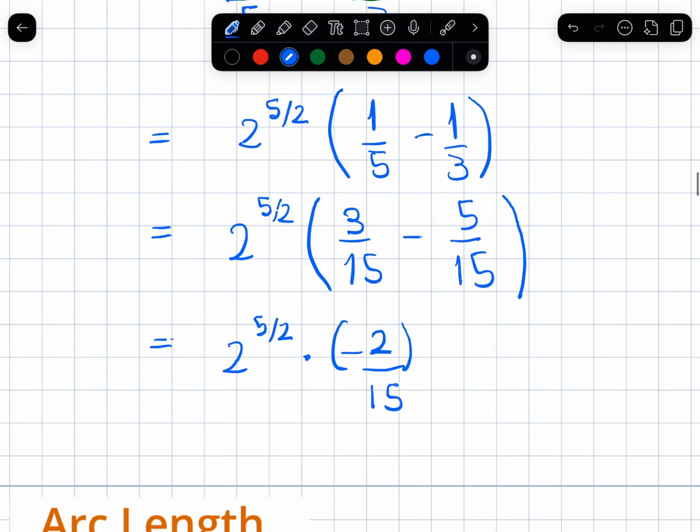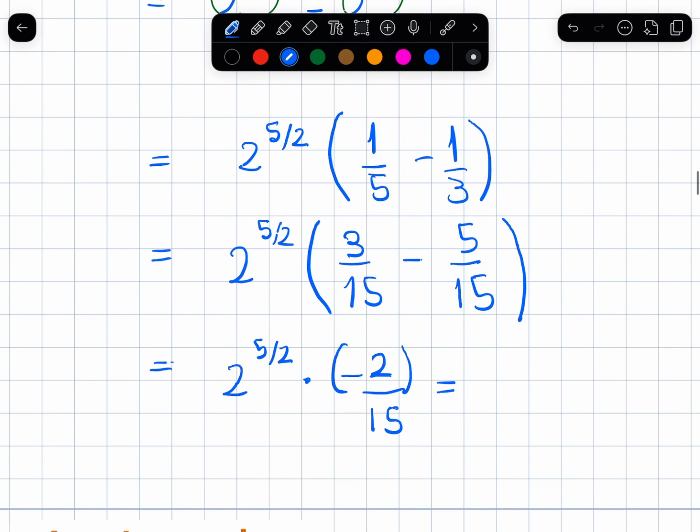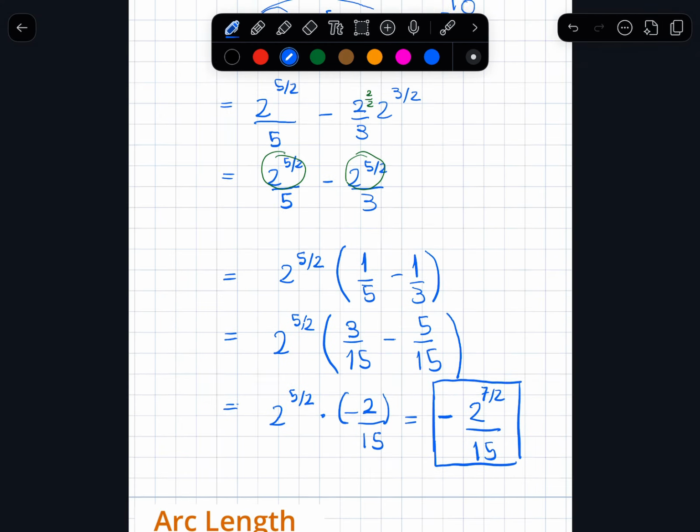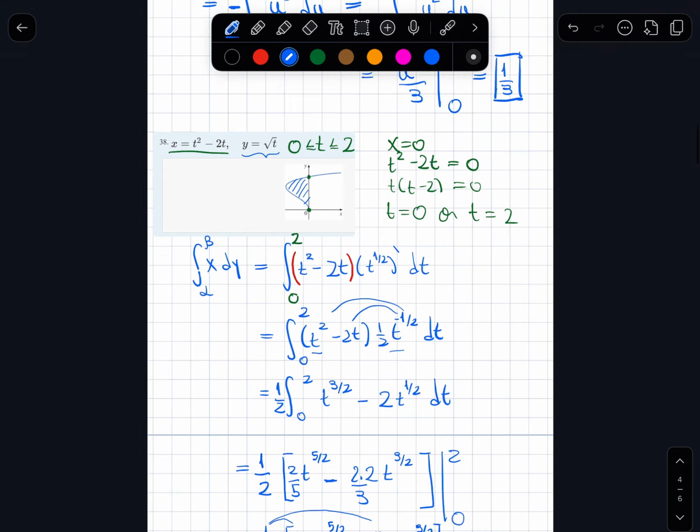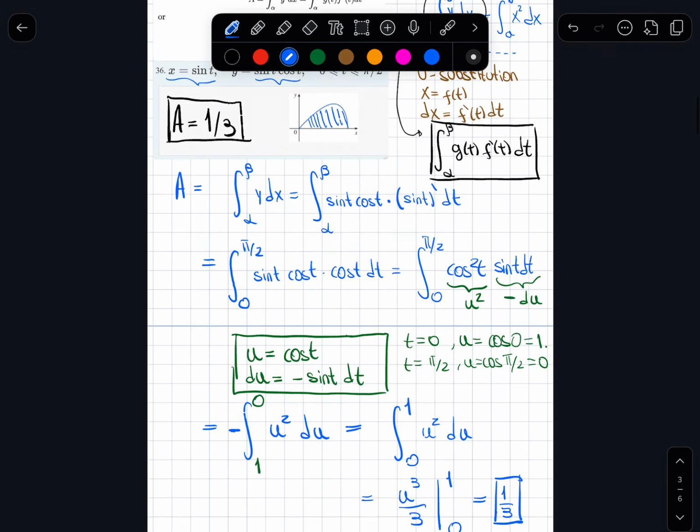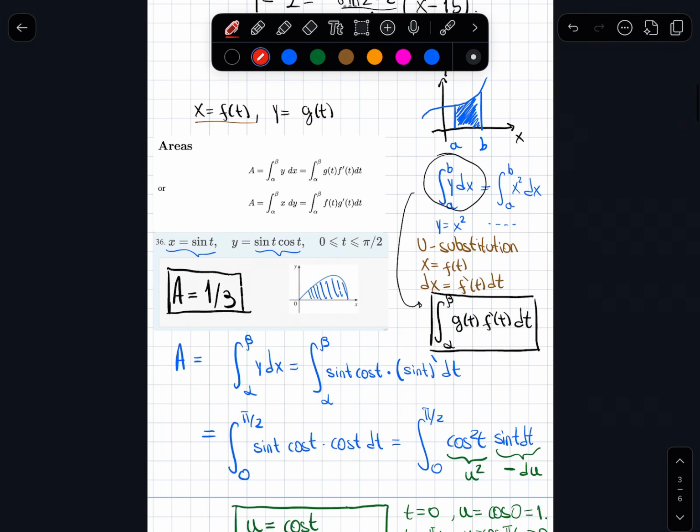So last thing I'll write is going to be adding a negative, and then again I'll add the powers here. This is 2 to the power 1. I have to do 1 plus 5 halves, so this is 7 halves over 15. And then this is almost the answer with one issue. If you go all the way back, we were calculating areas. And areas can't be negative.